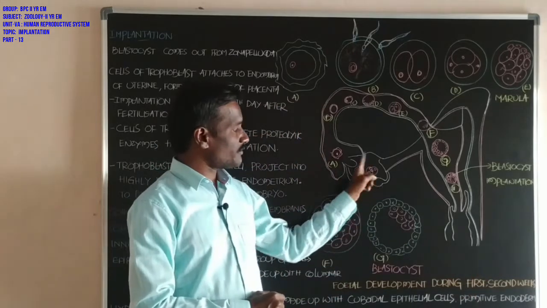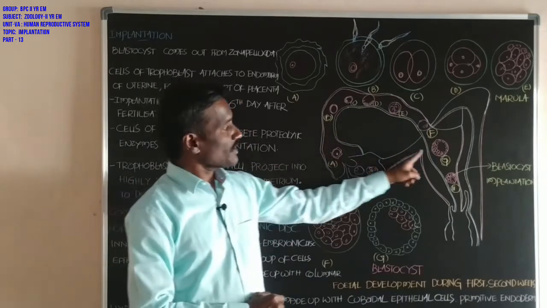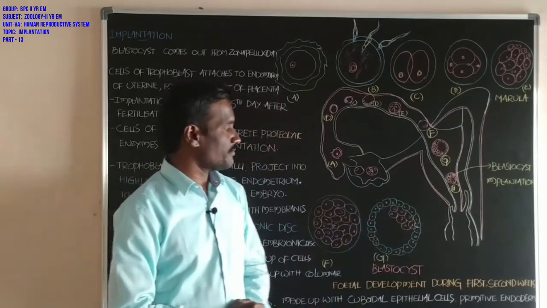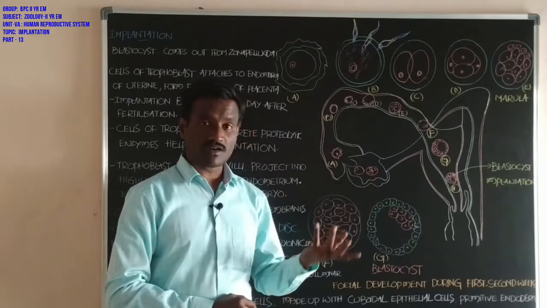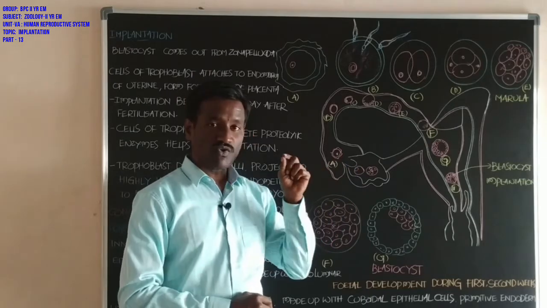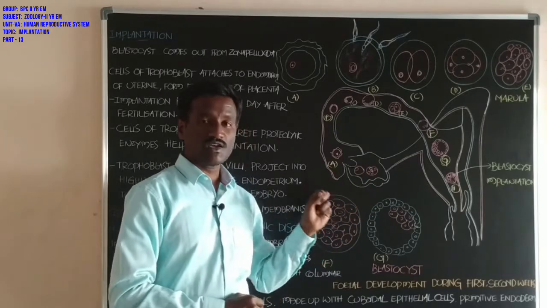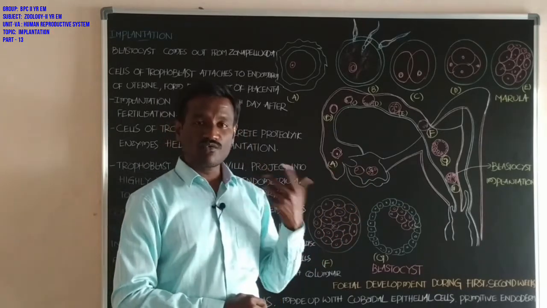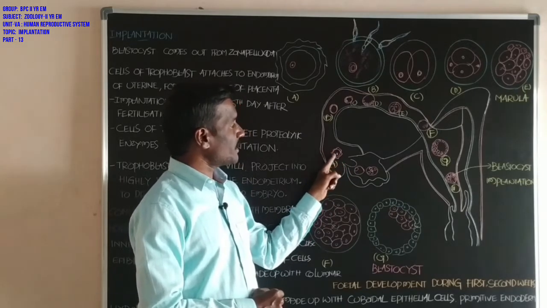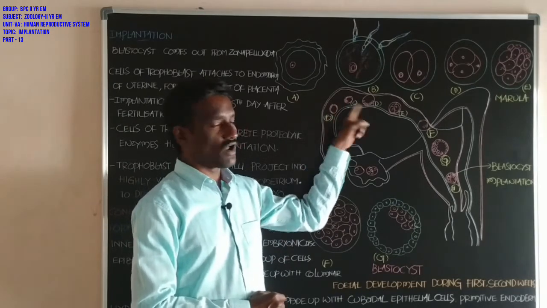Student, this is the ovary, this is the fallopian tube of the female reproductive system, and this is the uterus wall, the half part of the uterus. By the process of ovulation, ovarian follicles present in each ovary release the ovum. After ovulation, the released ovum slowly passes through the fallopian tube.